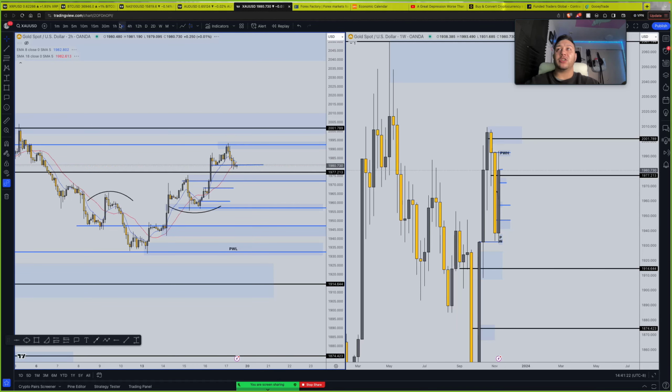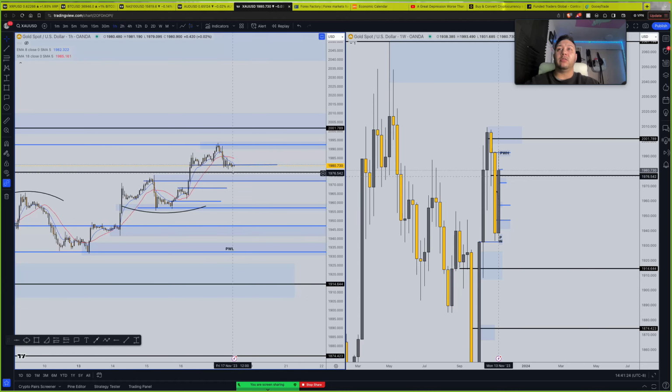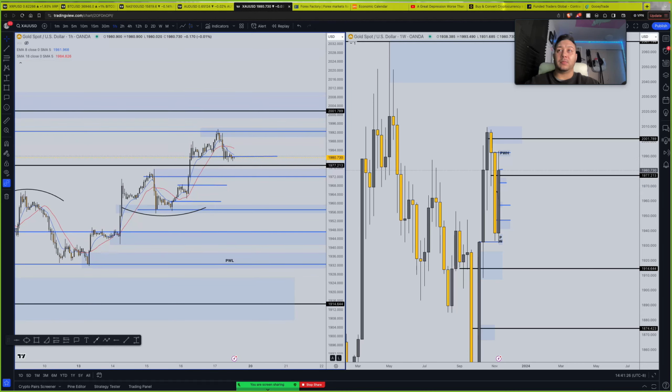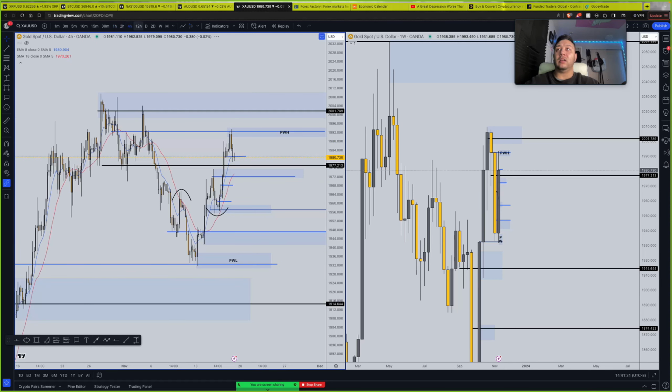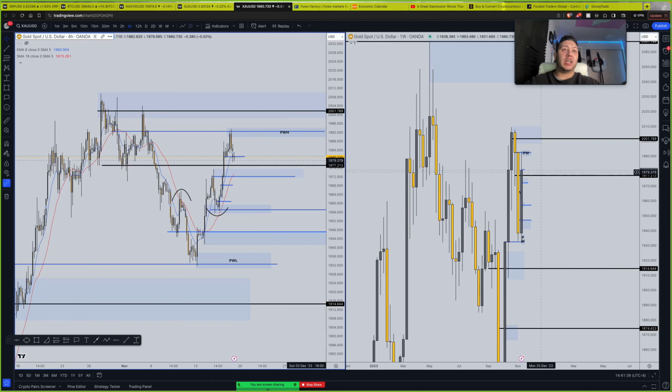Also could be a change of character. But overall, we're holding it for now. I do believe we're still going to continue lower for the short term to start the week. We have an area to look at, which is 1970. We may see a move down to 1970, which is a $10 decline down to here, and possibly even to the 1967, 1965 price range.